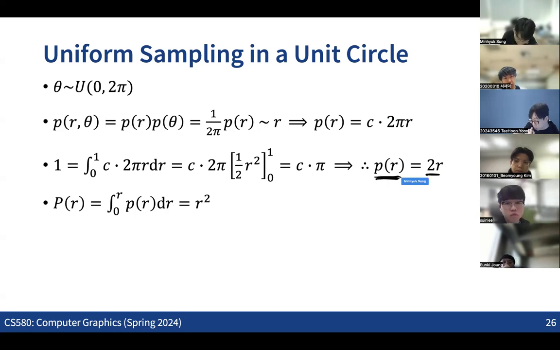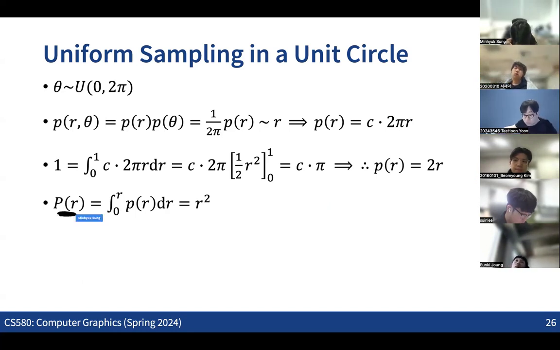Which means that if we want uniform samples inside the unit circle, we should not have a uniform distribution for the radius r. Actually, this PDF for r should be a linear function of the radius r. Based on that, the CDF, the cumulative distribution function for r, becomes r squared. Then we have all the information about the PDF and the CDF, and we can also calculate the inverse of the CDF, right?